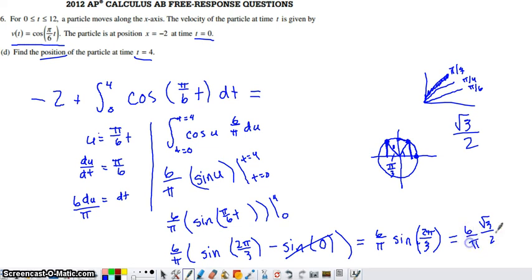And then we'd have a 6 over pi there. This is going to simplify a little bit more because we can divide this by 2, and we can divide that by 2. So we have 3 square root of 3 over pi as the total change in position from 0 to 4 for this object, or the value of this integral. So if we take negative 2 plus that, 3 square root of 3 over pi, we have the position at t equals 4.